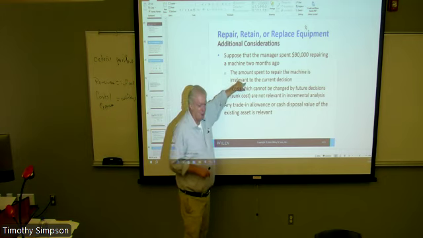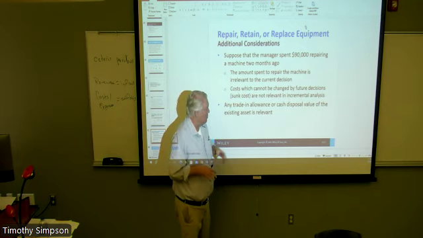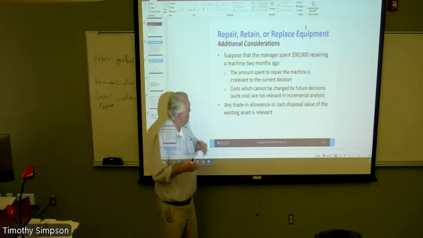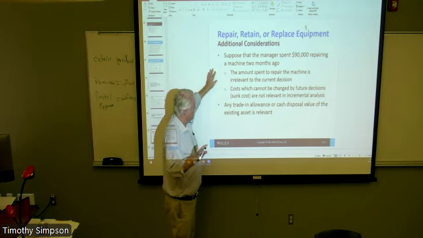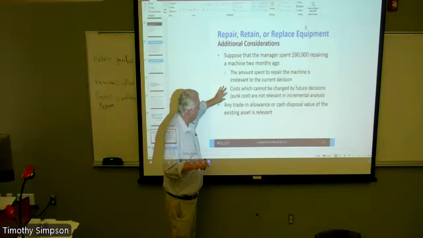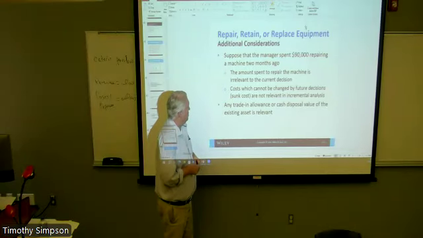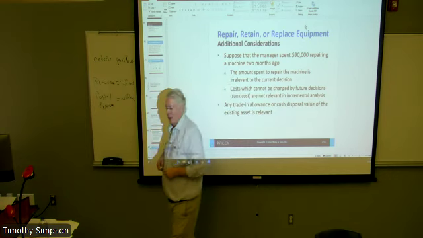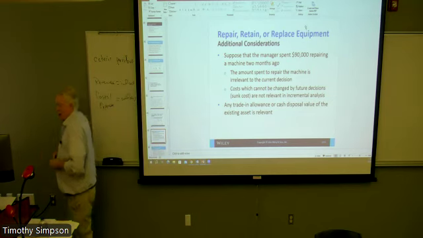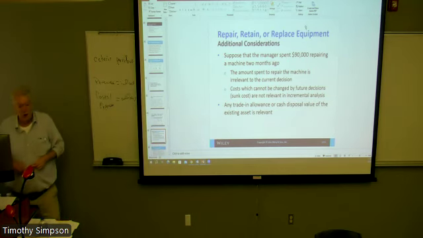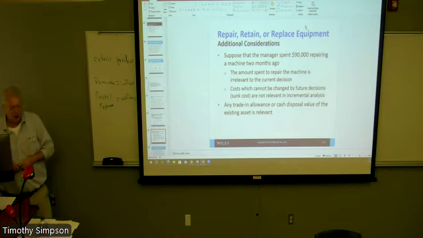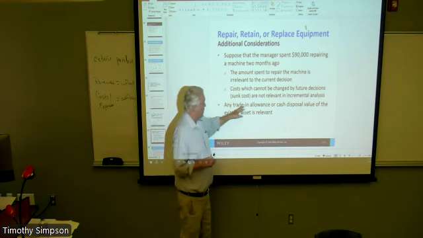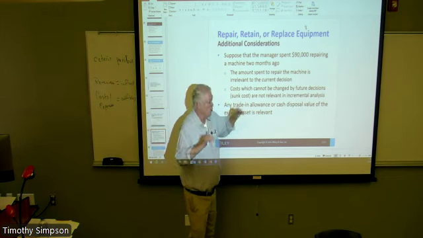It's a sunk cost. I know not all household examples translate well to business examples, but this does. It's done, it's gone, it can't come back. So if you can't change it, then don't include it in the analysis. And it doesn't make any difference whether we do it or not, right? It's a sunk cost, so it's done. What is important is any kind of trade-in allowance, and that is basically what we would call a terminal value, residual value, salvage value, whatever you want to call it.